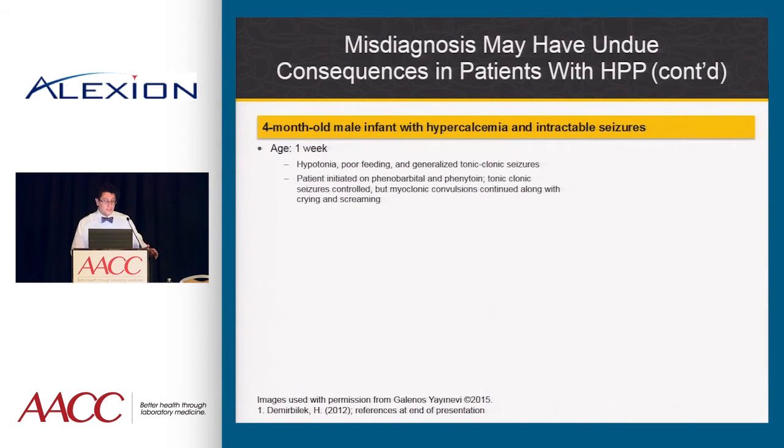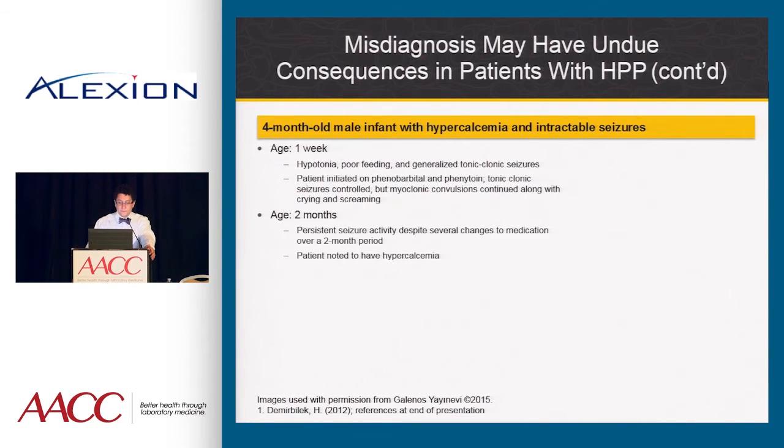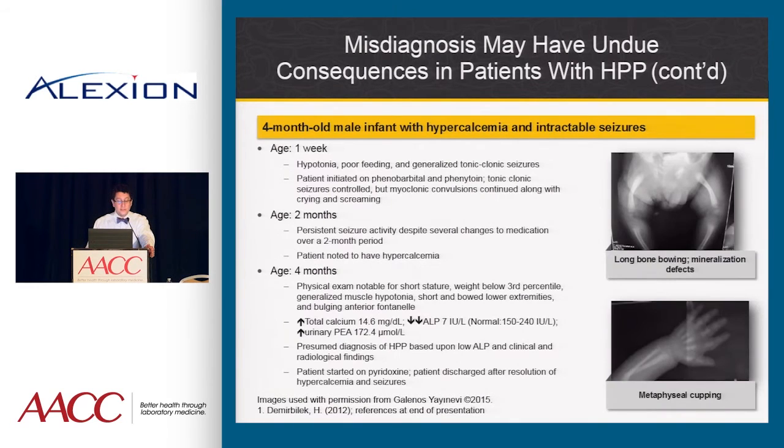Here's another patient, a tragic patient: a 4-month-old male with a history of hypercalcemia and intractable seizures. At week 1 of age, had generalized tonic-clonic seizures, and these patients can be very difficult to manage. Initiated on phenobarbital, Dilantin, but basically continued with seizures, through up to 2 months. The patient was noted to have hypercalcemia. At age 4 months, the physical exam was enough to say, hey, something's not right here. They noticed this bulging anterior fontanelle.